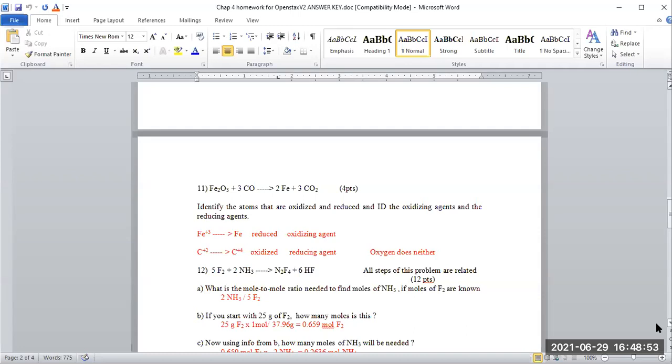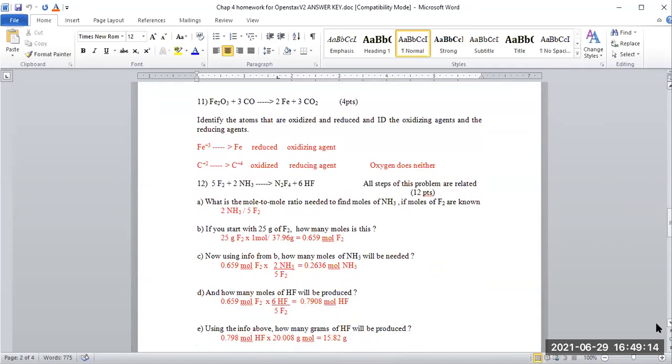Oxygen technically did nothing. Okay, oxygen didn't lose any electrons and it didn't gain any electrons. The oxygen is actually kind of a spectator in the world of the redox reaction.